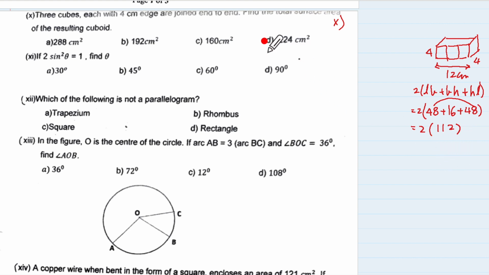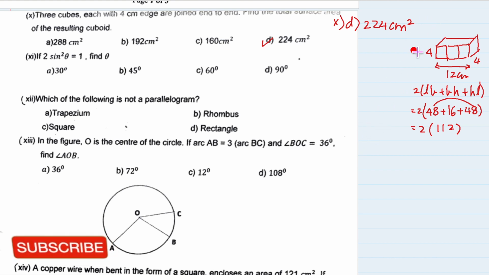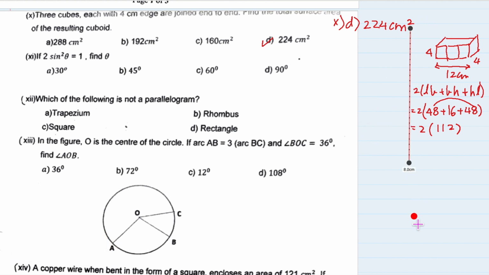Which one can you see? D. So it will be D and 224 centimeters square. Now if you have shown your working like so, then the next one should be written after this, okay, so that your examiner doesn't get confused.